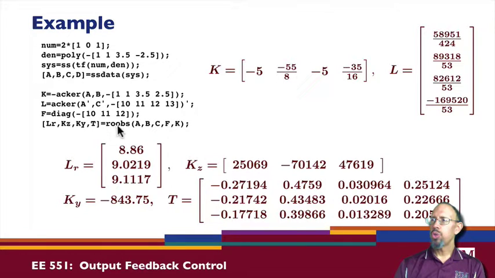And reduced order observer. Here you pass it the ABC matrices, you give it the F matrix and the K matrix, and it will return the reduced order L. Remember that the two L's are not the same. It will return a KZ and KY. It'll also return the T matrix if you want the T matrix. These are all the things that get returned when we run this code. So this will give us the reduced order observer, and I get the observer gains LR, KZ, and KY.